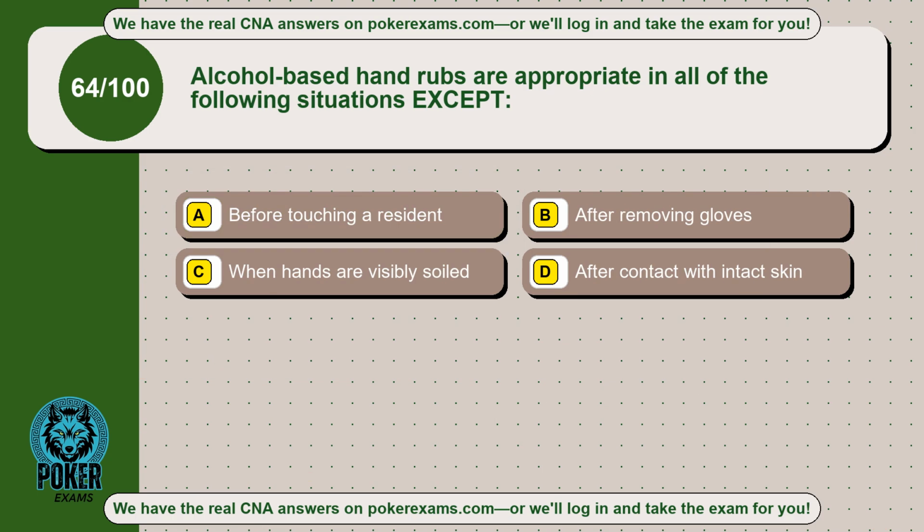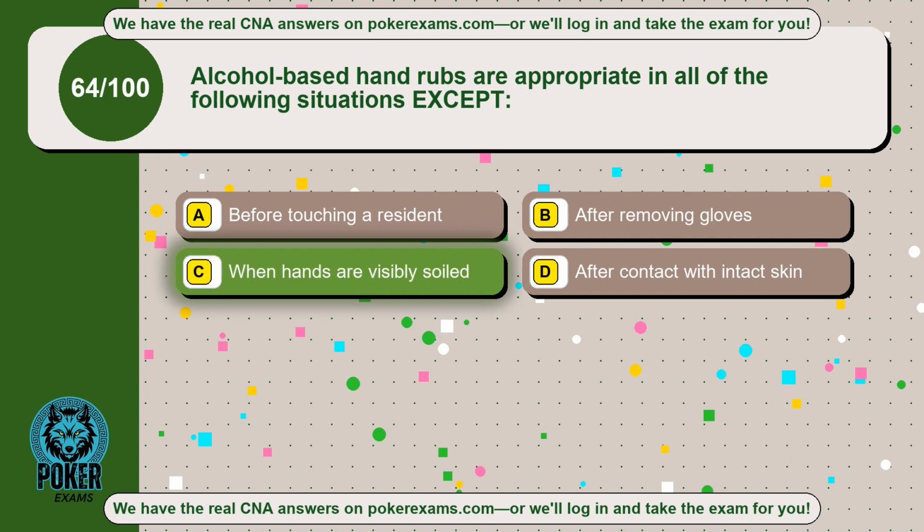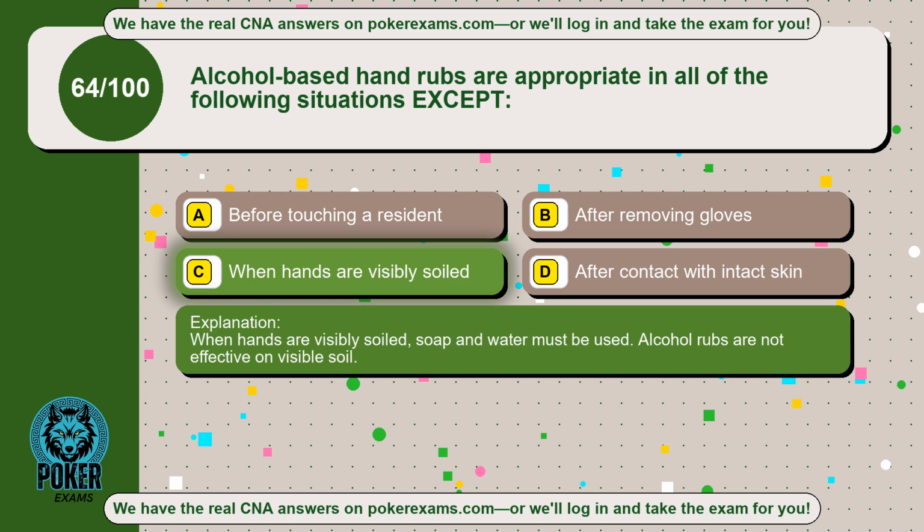Question 64. Alcohol-based hand rubs are appropriate in all of the following situations except: Option A, before touching a resident. Option B, after removing gloves. Option C, when hands are visibly soiled. Option D, after contact with intact skin. The correct answer is option C. When hands are visibly soiled. When hands are visibly soiled, soap and water must be used. Alcohol rubs are not effective on visible soil.